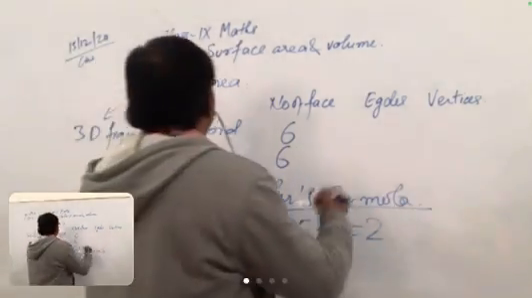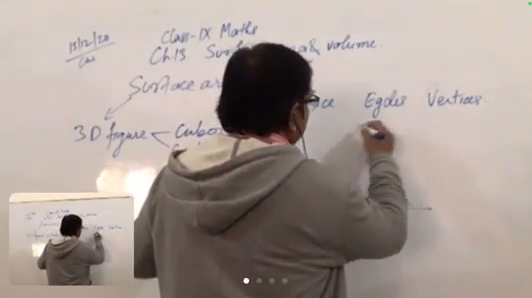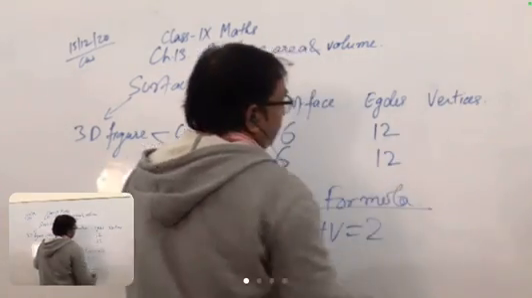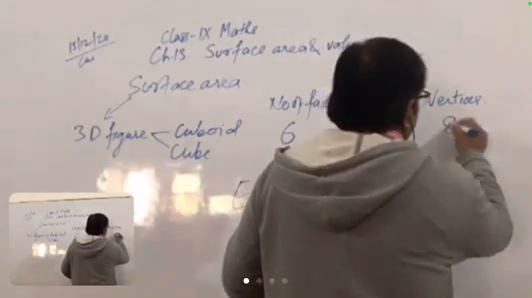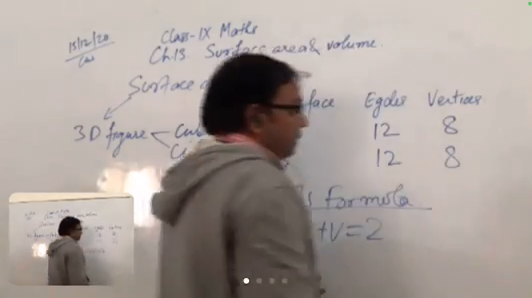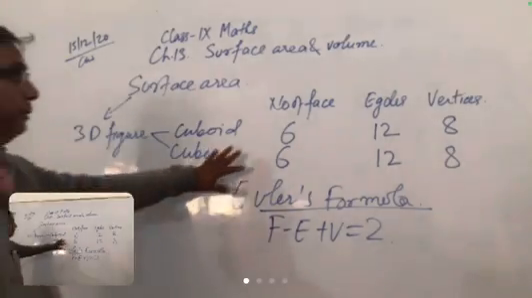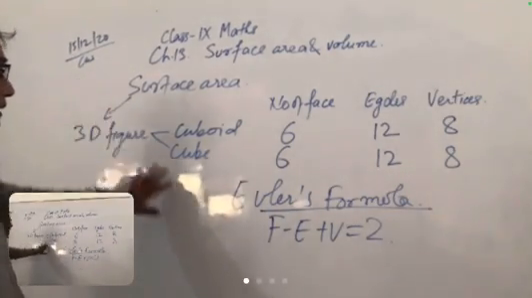And if we are talking about a cuboid and cube, faces are 6, edges are 12, in this also 12. And how many vertices are there? Eight vertices. Is it okay? So please, everyone must write down these things in your copy.